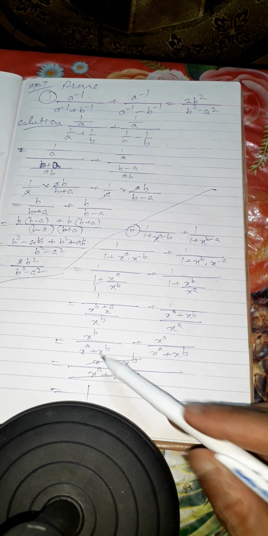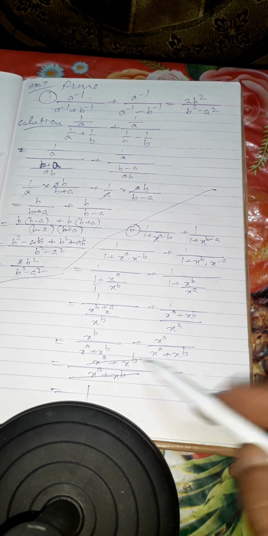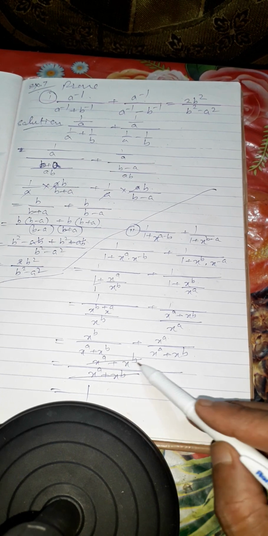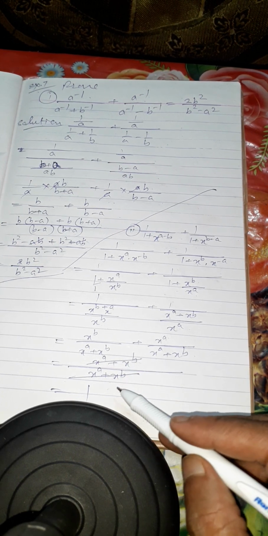Taking the common LCM of x^a plus x^b, we get x^a plus x^b upon x^a plus x^b. Both the numbers are divided, and we get ultimately 1.